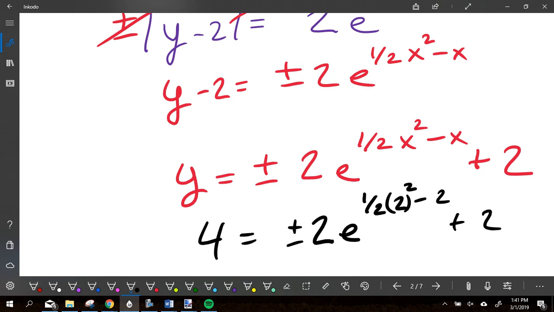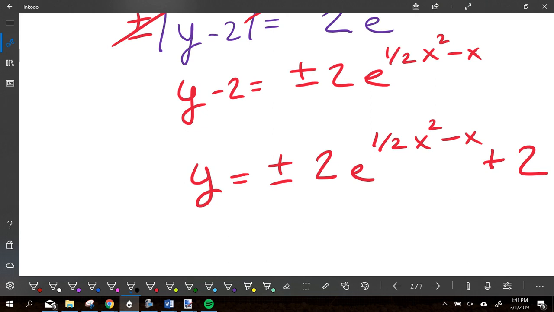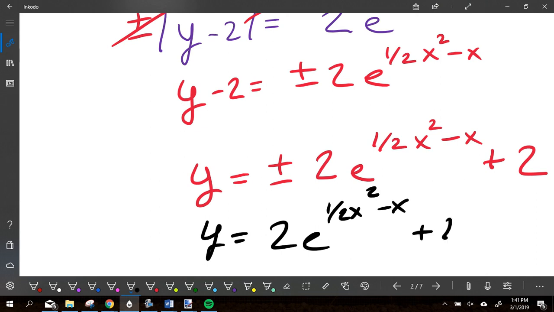So now I have the problem. Here's your choices. You can either be 2 times 1 plus 2 or negative 2 times 1 plus 2. Which one of those answers is going to get you 4? Positive. And so the answer to this question is the positive version of this problem. y equals 2 e to the 1/2 x squared minus x plus 2. A positive version. So there is one last step on this problem that we didn't have on the last problem, which was decide. It can't be plus or minus. It has to be one or the other.